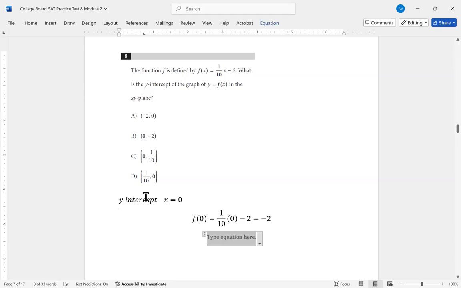So what that tells me is that the y-intercept is the point (0, -2). So the y-intercept is (0, -2). And if you look up at my options, that is option B. So B, the point (0, -2) is the answer to question 8.